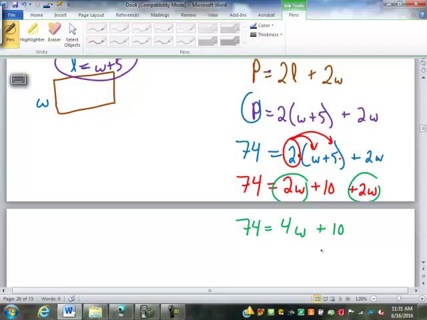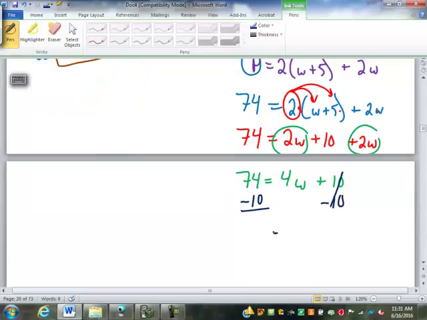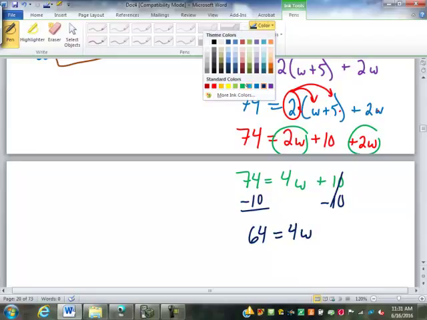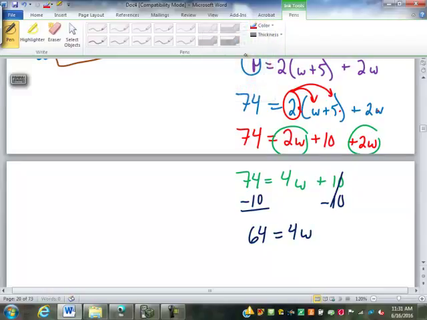And then, careful, subtract 10. So the 10 over here is gone. We just have the 4W. 74 minus 10 is 64. And then divide by 4. That's gone. We have W. 64 divided by 4 is 16. W equals 16. We all done?